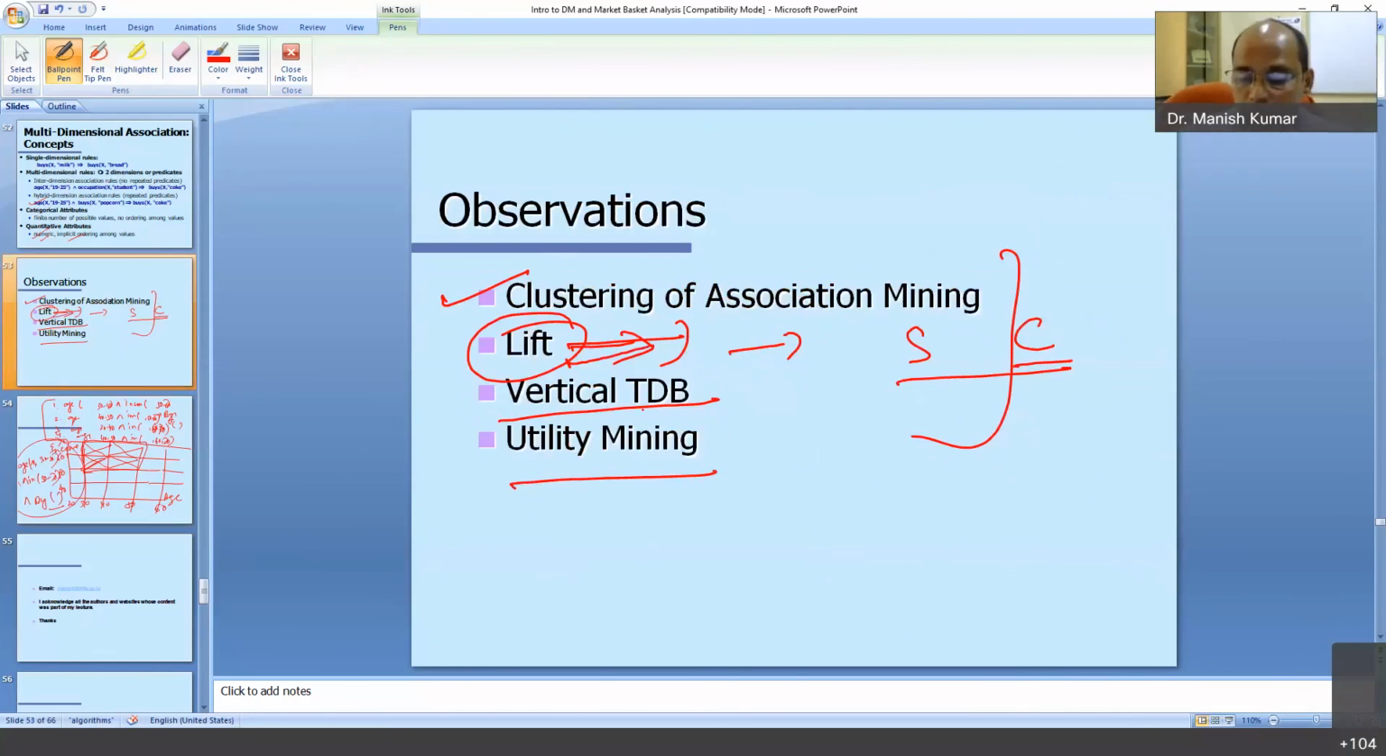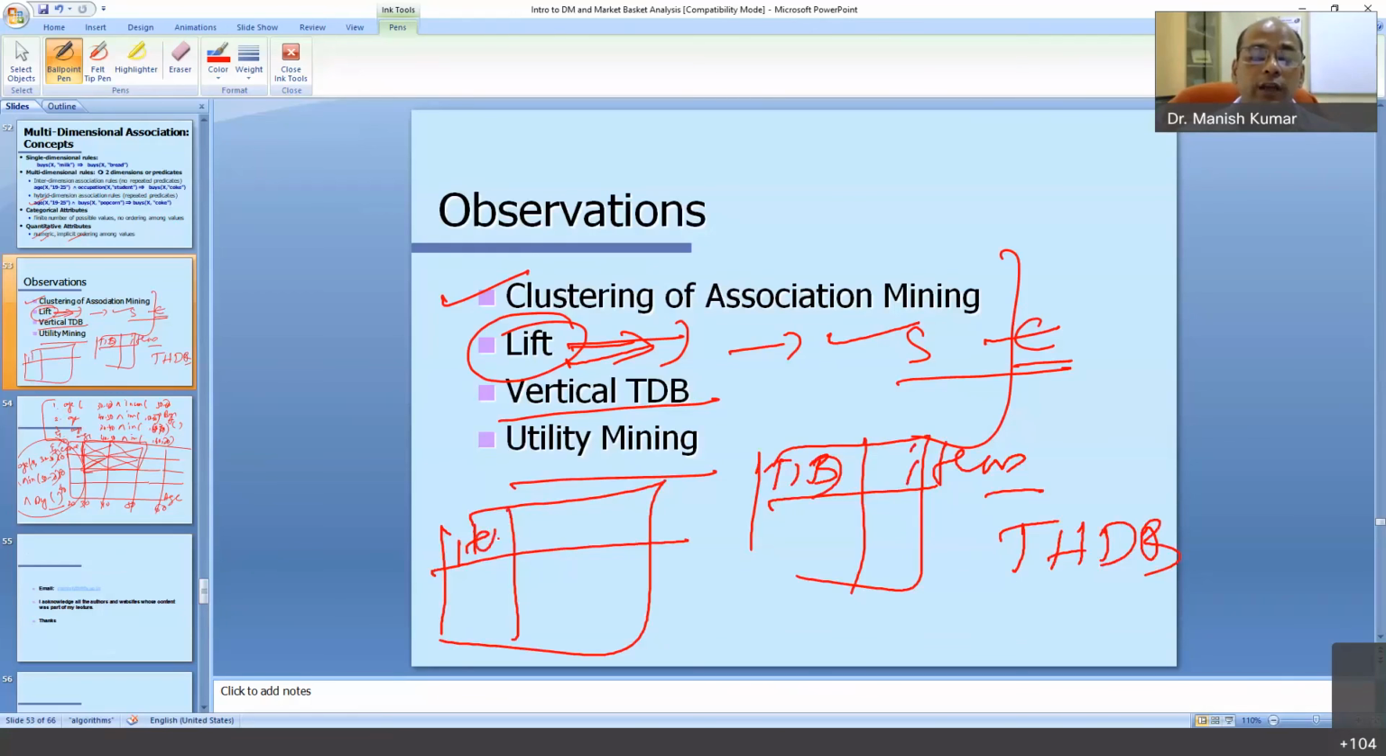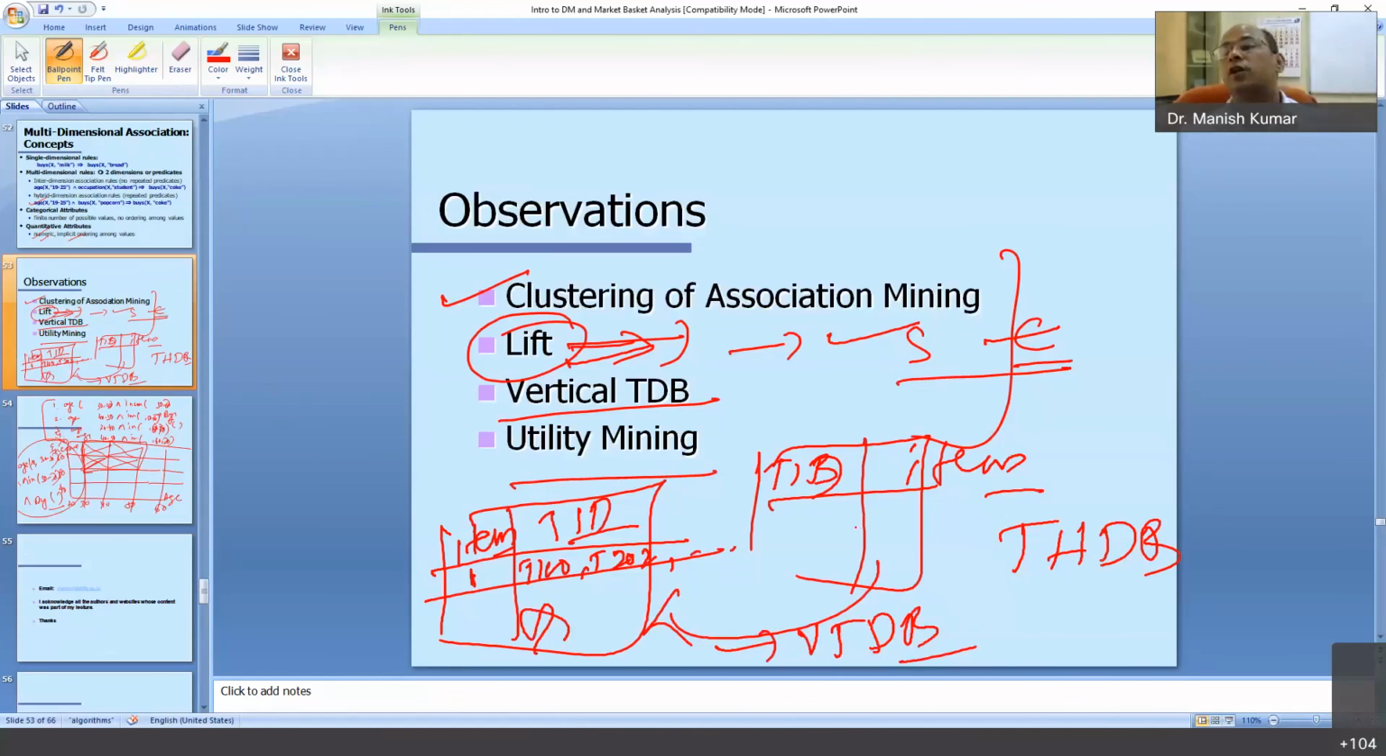The next is lift, as I told you, where we make use of correlation to have another metric apart from support and confidence. In a vertical transactional database, what we have normally is transaction ID and then items. This is the horizontal transactional database. Now, to make it vertical, I make items the transaction ID and transaction ID the items. So I'll say item 1 has transaction ID 100, transaction ID 202, and so on. When you transform it like this, it is known as a vertical transactional database. Sometimes we are interested in mining such databases instead of horizontal ones, because that gives another way of looking at the patterns.